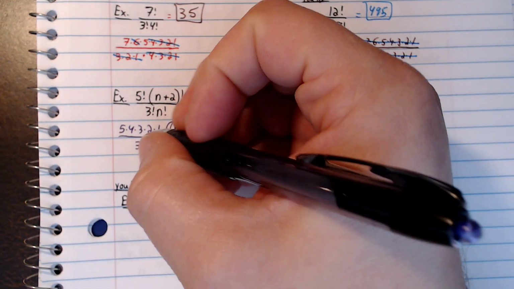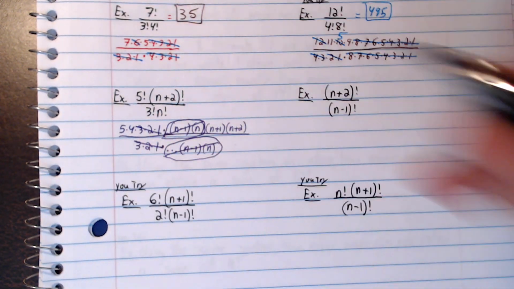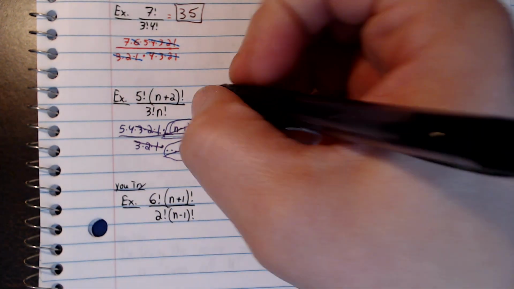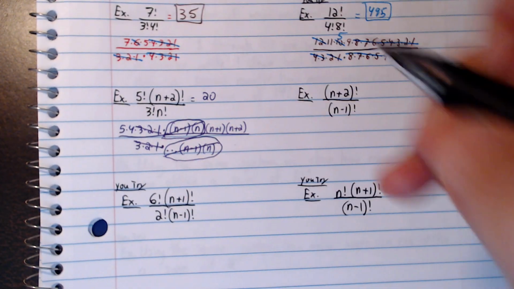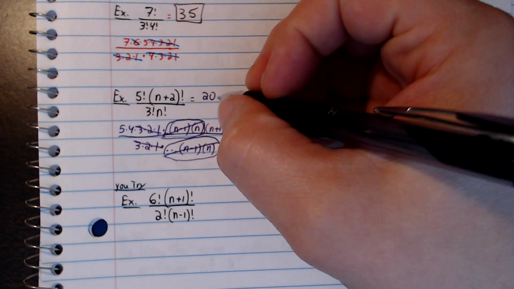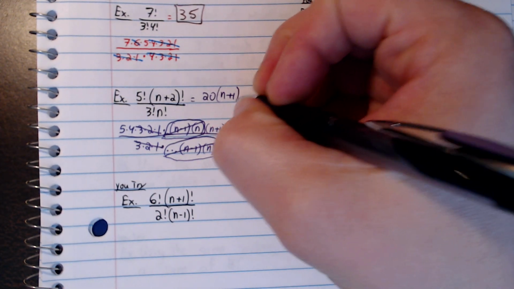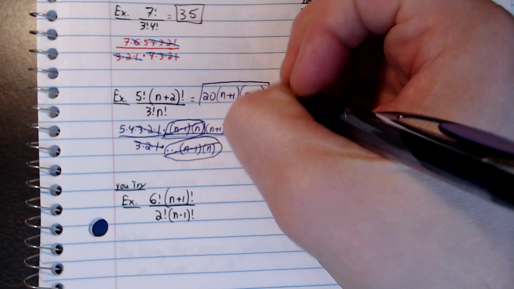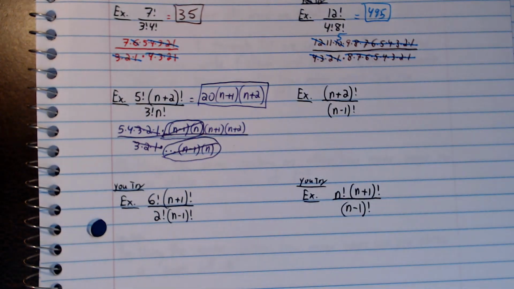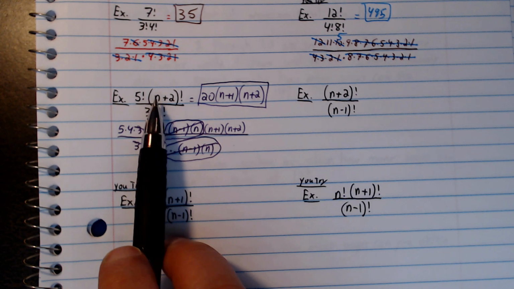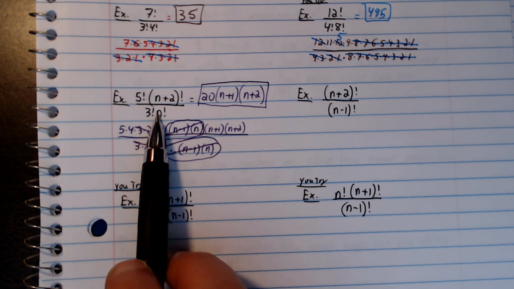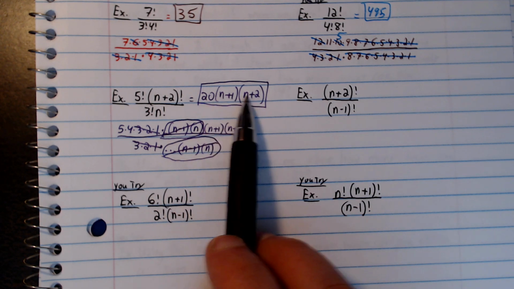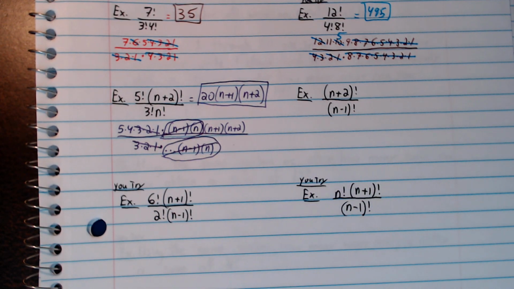We also have the 3, the 2, and the 1 that we can cancel from here. So here's what we have left: 5 times 4, which is 20, times n plus 1 times n plus 2. Basically saying you could plug in a value for n here and do all this math, or you plug in the same value of n here and get it much quicker.